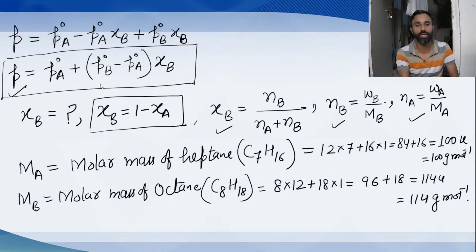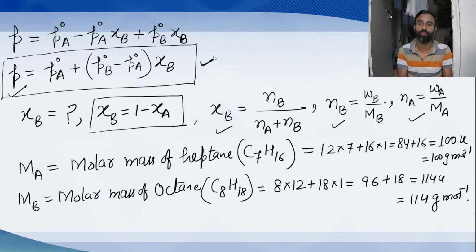P equal to P naught A plus P naught B minus P naught A XB. When we write this equation for the total vapor pressure of the solution, we know P naught A and P naught B are given to us, but XB is not given. Instead of XB, masses of A and B are given. So we convert first XB into number of moles. So XB, mole fraction in terms of moles, is number of moles of B upon number of moles of A plus B. But number of moles are also not given.